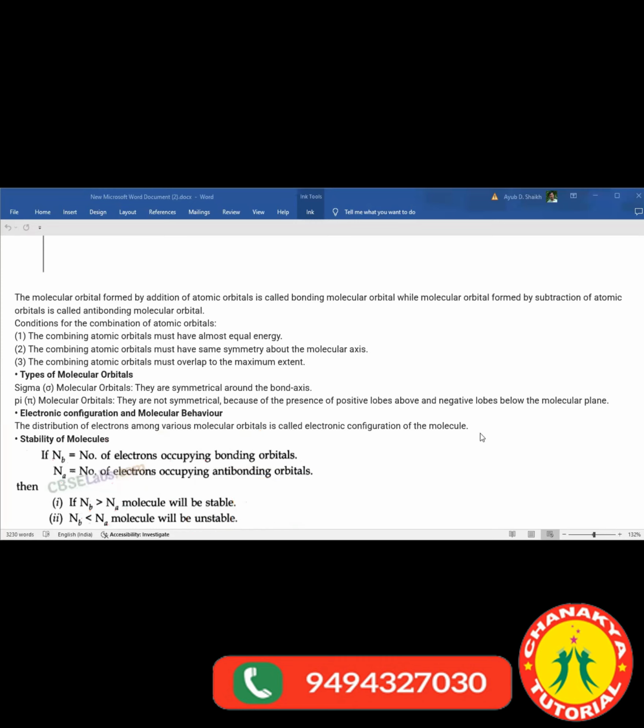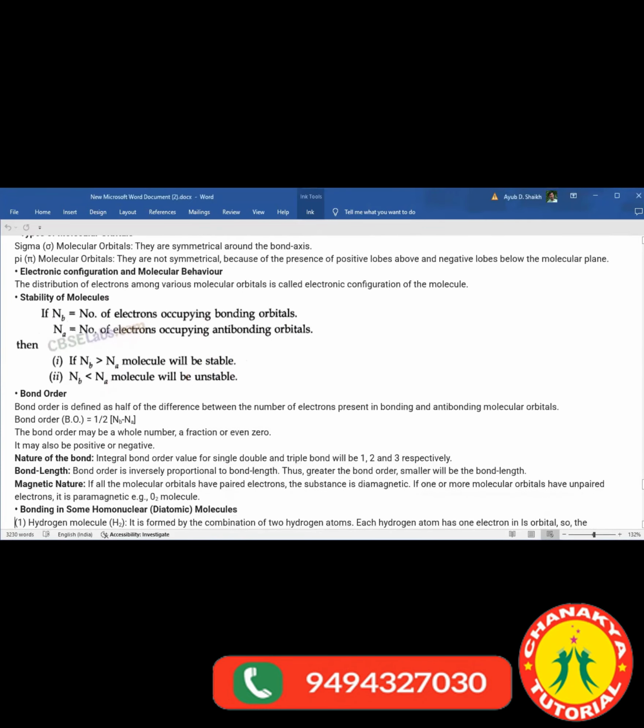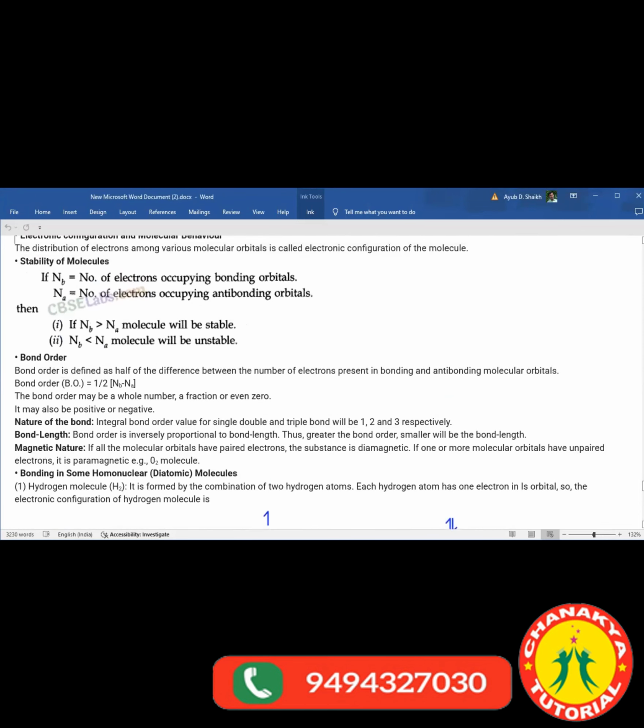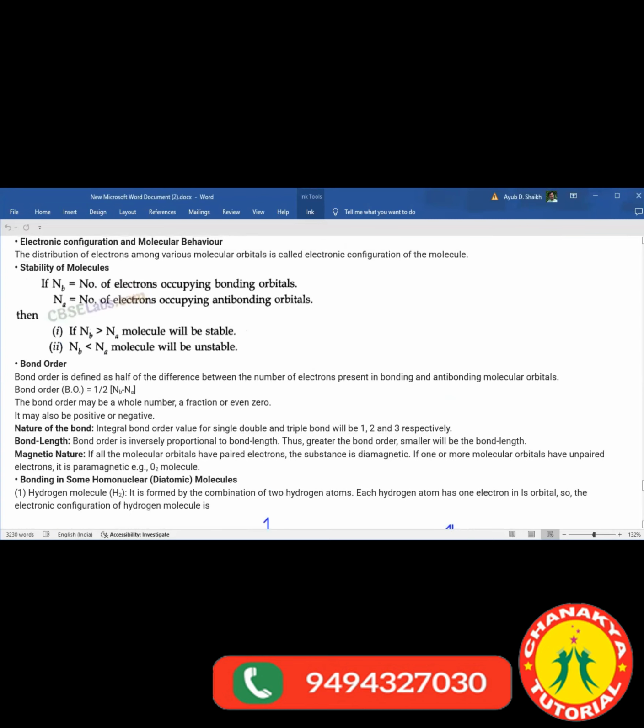Now see the next: bond order. How to calculate bond order, we have already checked. Have we checked it earlier or not? You were there when I explained bond order? So what do we mean by bond order, and how are you supposed to calculate it? Bond order is equal to 1/2 times the number of electrons present in the bonding orbitals minus the number of electrons present in the anti-bonding orbitals. That is nothing but the number of bonds present between two atoms. We have seen it already.